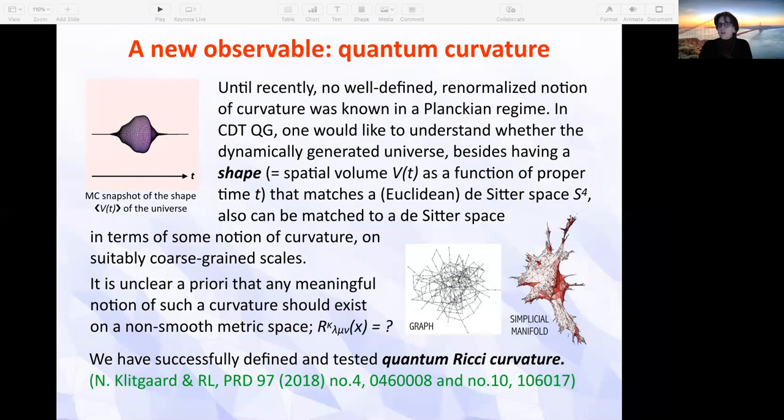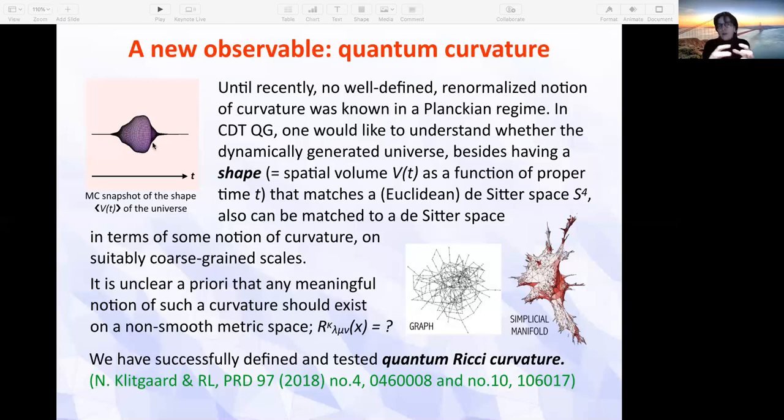I mentioned in passing that what CDT produces for you, at least in a part of the phase space of the model, I mean the space spanned by the bare coupling constants, is an extended universe that on large scales has spectral and Hausdorff dimension four, which is very encouraging. But if you zoom in on its shape, by which I mean the spatial volume as a function of proper time, which we have direct access to, then it can be matched to very great accuracy with that of a Euclidean de Sitter space. We call that the volume profile.